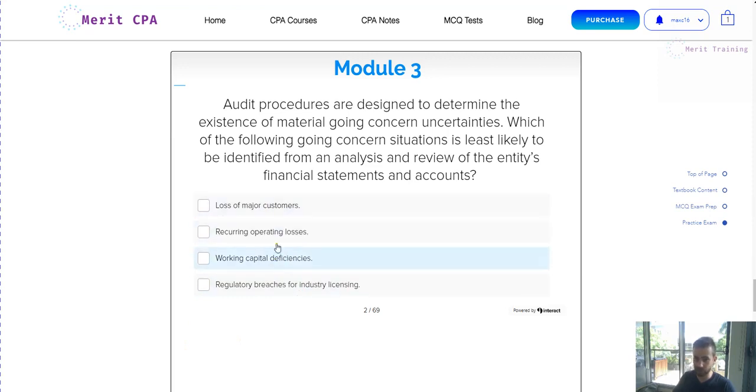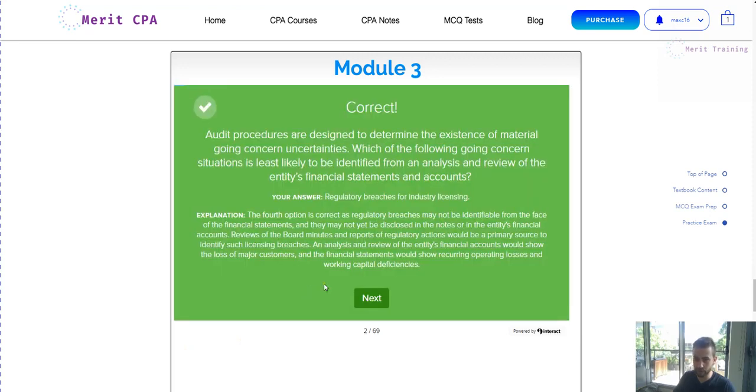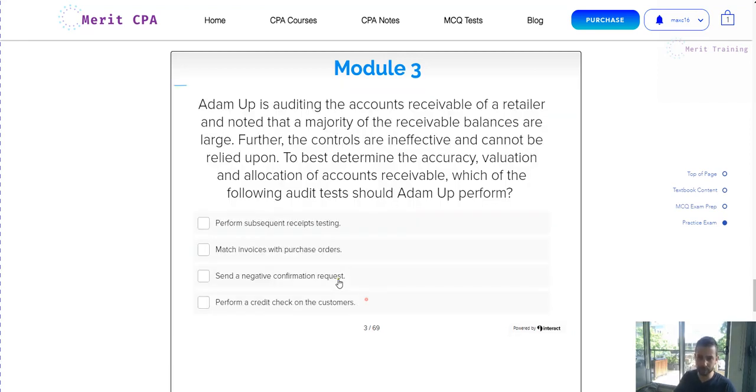It's definitely not those two. Those are obviously identifiable from the financial statements. So let's go with this one, regulatory breaches. And yes, that is the correct answer. Good work. Cool. So next question.